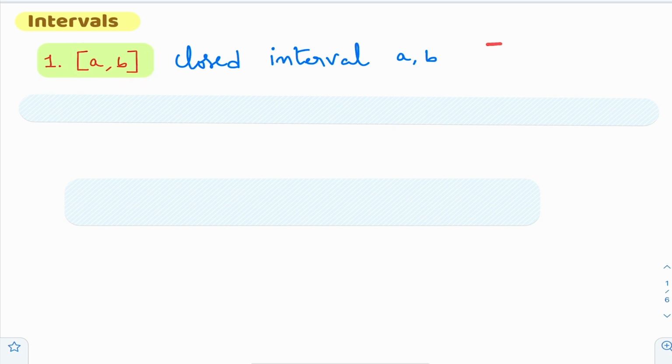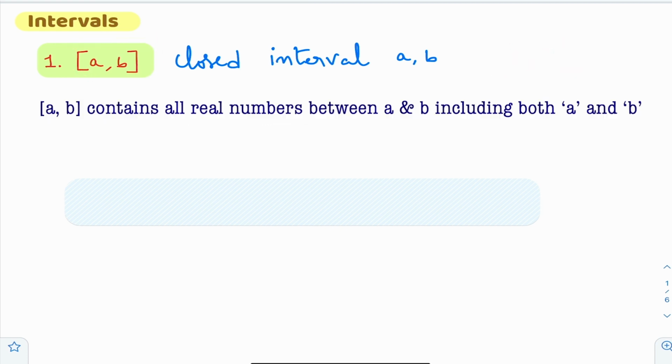Somewhere you saw it like this, closed interval 1 comma 2. You read it as closed interval 1 comma 2. Okay. What does it mean? Closed interval a comma b means what? Look here. Closed interval a comma b contains all real numbers between a and b, including both a and b.